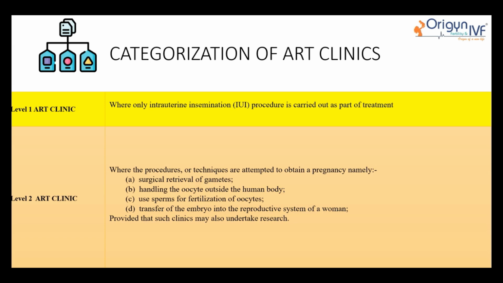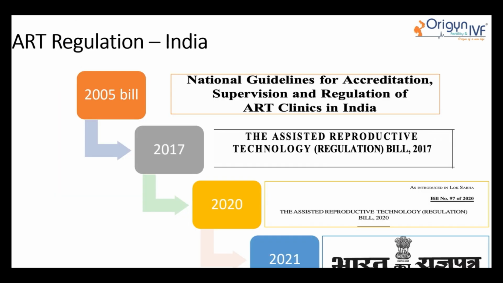Level 1 are where only IUI can be carried out as a part of treatment, and level 2 ART is where the gametes are handled outside the body, like IVF, where in vitro fertilization is happening. That is level 2. Thankfully, ICMR guidelines had actually 3 levels, level 1, level 2, level 3. They have actually removed the first level.